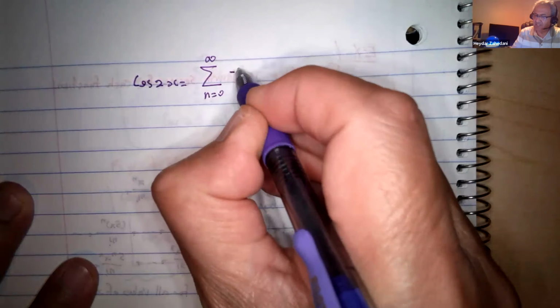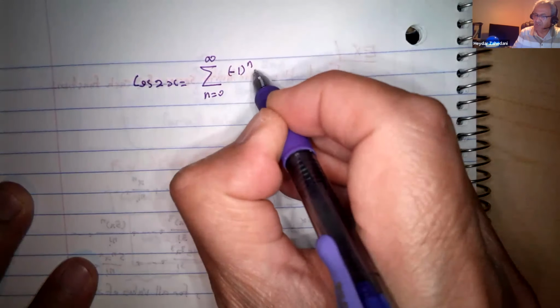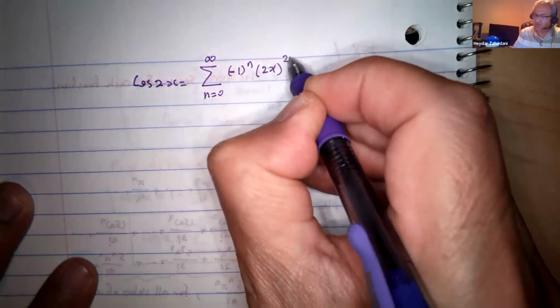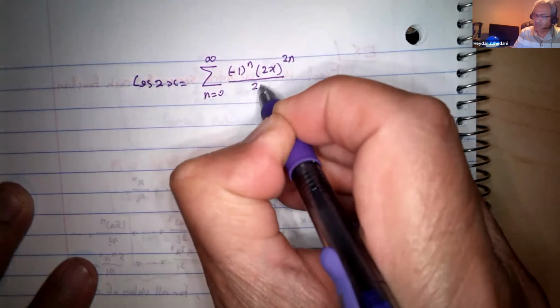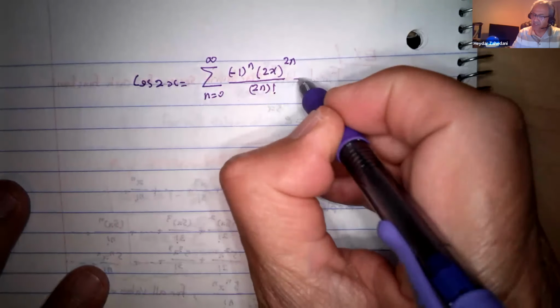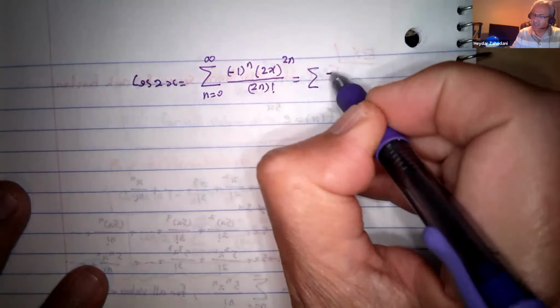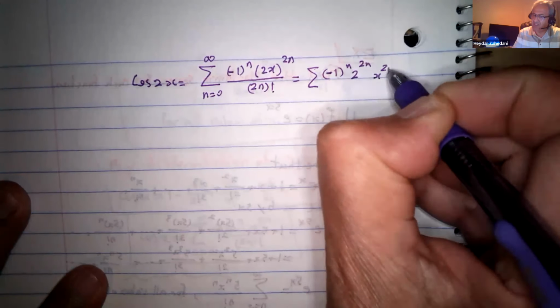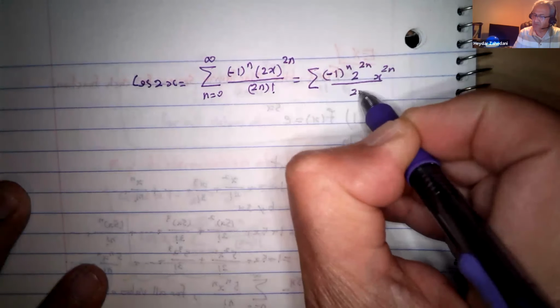So the brief one is going to be, you see, cosine of 2x is the sigma of n from 0 to infinity. Remember that was negative 1 to the n. You did have x to the 2n, so you replace the x by 2x, you see, 2x to the 2n over 2n factorial. See, that's much easier. And we just bring that 2 down. It's going to be negative 1 to the n, 2 to the 2n, x to the 2n divided by 2n factorial. That's easier.